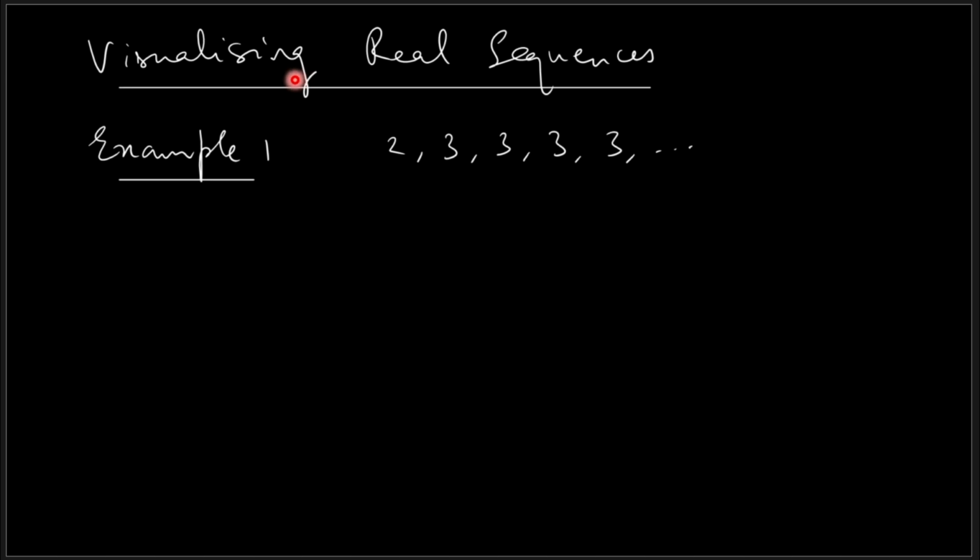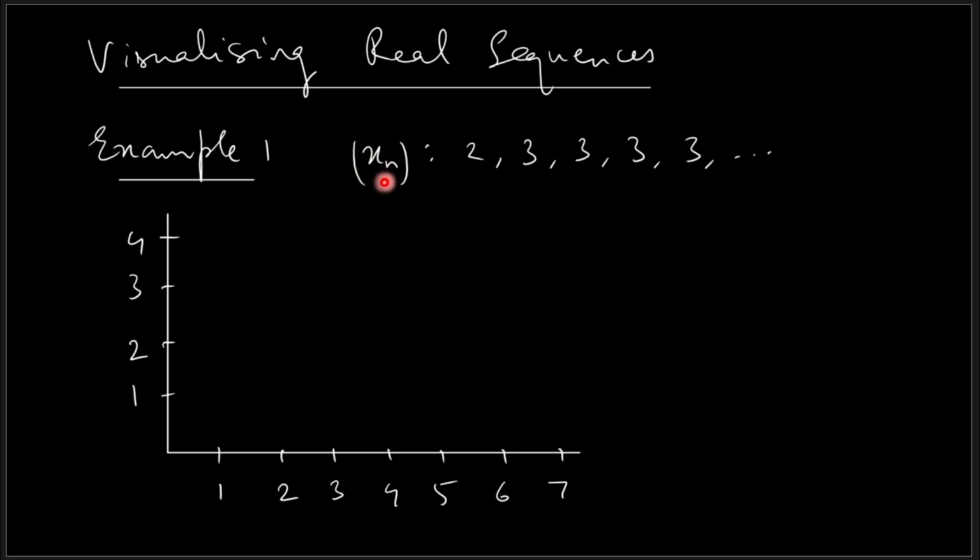When it comes to understanding real sequences, or sequences of real numbers, it is important for us to visualize those sequences in order to understand them better. So let us do that using a few examples. For the first example, let us consider this sequence: 2, 3, 3, 3, 3 and so on. Only the first element is 2, the rest of the elements are just 3's, right?